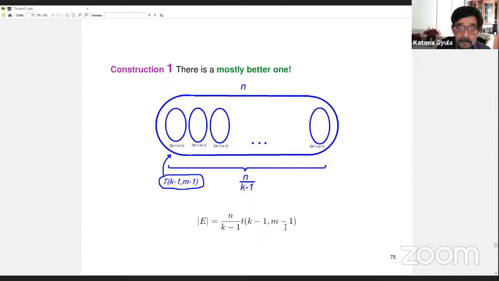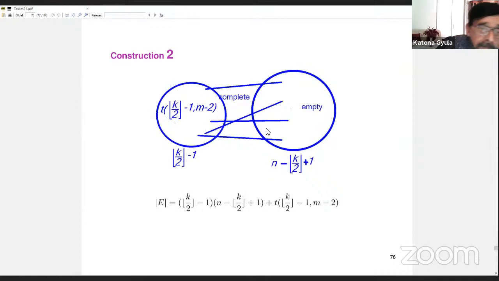And there is another one which is mostly better than this one. So it is already different from the Erdős-Gallai case, but this construction plays some role also here, though it's mostly not the best. So construction two is similar to the Balister-Győri-Lehel-Schelp construction. We take a complete graph on k half minus one vertices, m minus two classes, an empty part for the rest, and this is a complete bipartite graph again. And so the number of vertices is this, and the number of edges within this. Oh, sorry, I said it's a complete graph. It's not a complete graph. It's a Turán graph on this many vertices and this many classes.